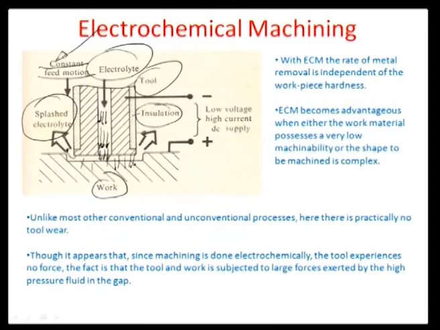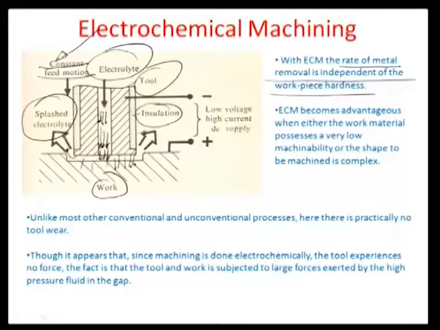So with ECM, the advantage is that the rate of metal removal is independent of the workpiece hardness. The workpiece may be of any hardness value. There is no scribing involved, or any plowing action. So it is not mechanical, and therefore the dissolution is a property which is electrically dependent, and you need not have a higher force typically to remove the material, which may happen in a conventional process. So hardness doesn't matter here. Any kind of hardness can be machined amenably, because the basic principle is dissolution.